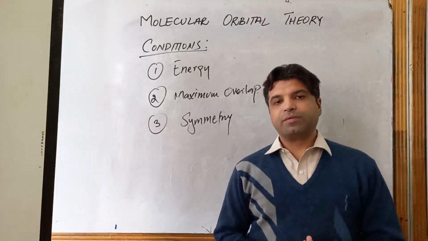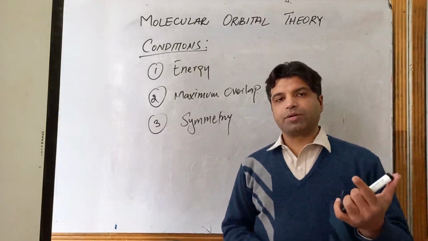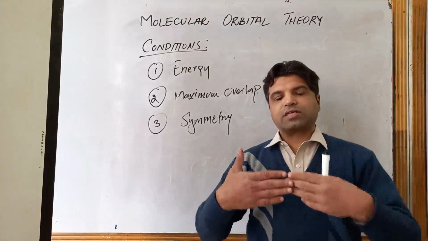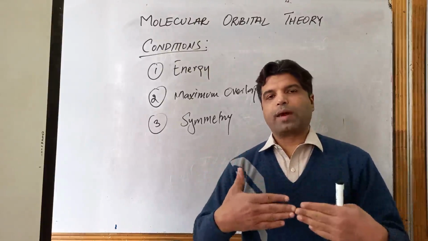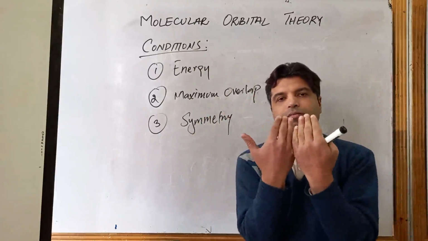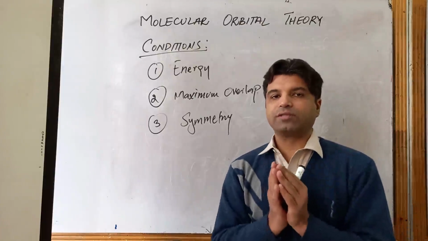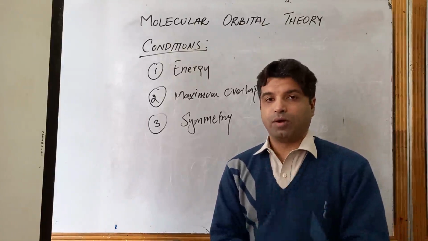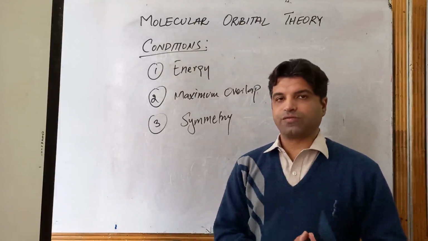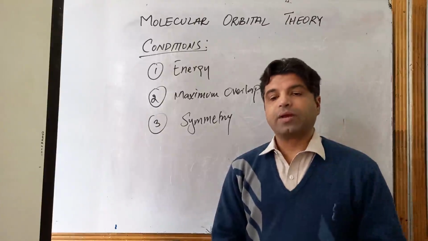Similarly, if we have p orbitals forming bonds together, if we are going to have a sigma bond formation, they are going to overlap head-on. If we are going to have a pi bond, then they have to be parallel to each other so as to have maximum overlap sidewise to form a pi bond. So symmetries and orientations are very important for effective overlap and ultimately bond formation.